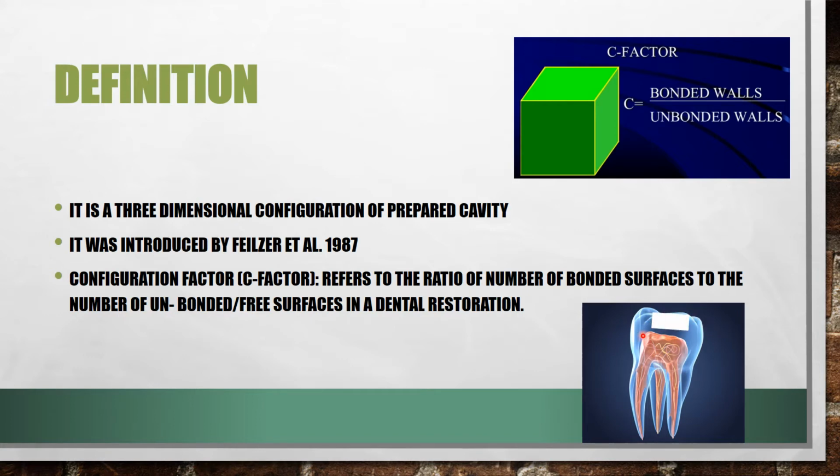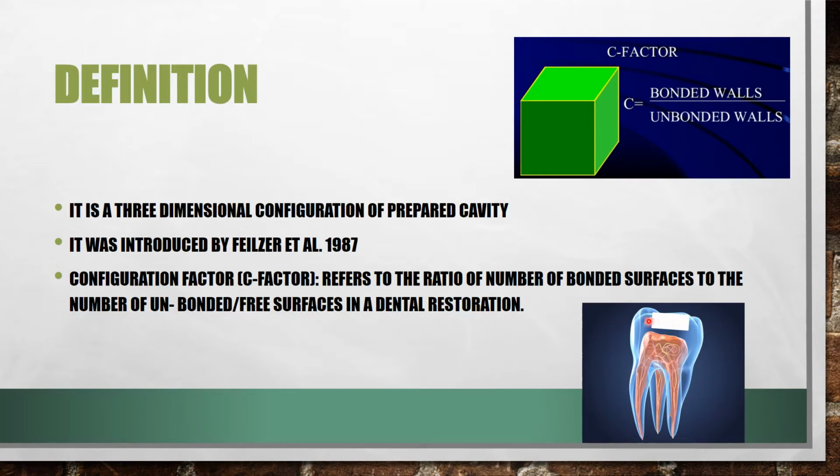Now the bonded surfaces will be the surfaces of the tooth which are bonded with the composite. In this class 1, you'll see that your composite is present over here and is bonded to the tooth over here, near the pulpal wall. Basically, your cavity has 6 walls: the pulpal wall, mesial wall, distal wall, the facial or buccal wall, the lingual wall, and upwards the occlusal wall.